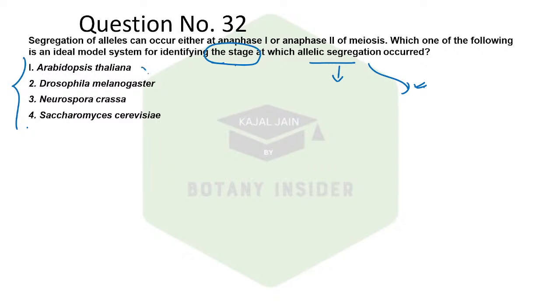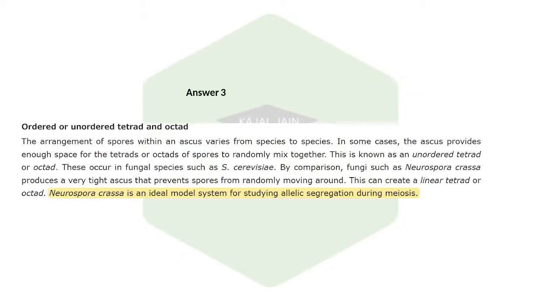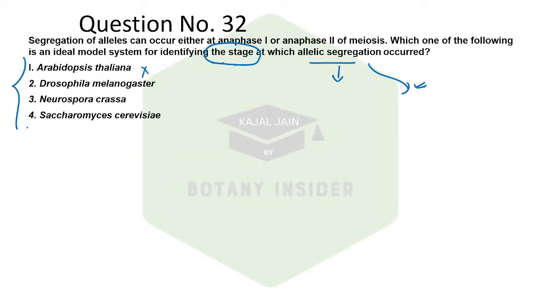Arabidopsis, no. Arabidopsis is majorly for your ABCE model of flower development. Answer for this question is Neurospora crassa. Answer for this is Neurospora. Ordered and unordered tetrad and octad preparation or studies are done with the help of Neurospora crassa. Remember, in genetics, you use Neurospora as a model organism.